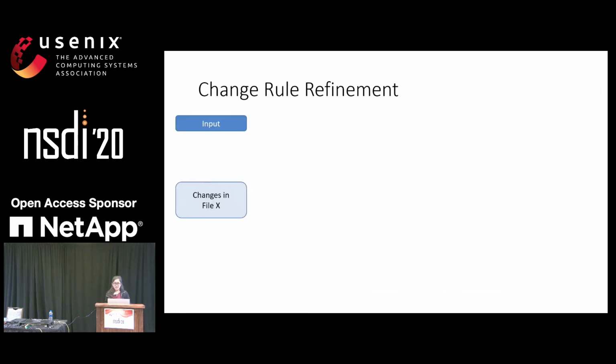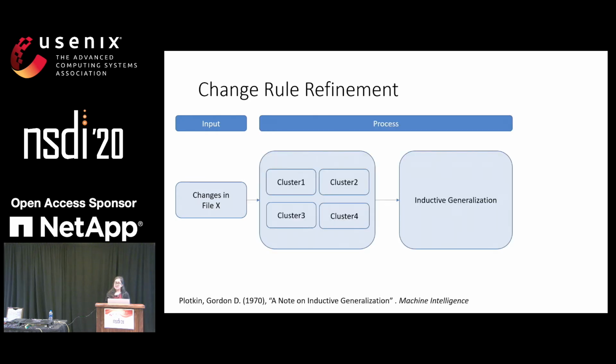As part of this, we have built a pipeline where the input to the system is a set of changes for file X. Then we categorize them into different clusters based on certain attributes. And finally, we use an age-old inductive generalization technique to learn the most specific generalization of changes in file X that triggered a change in file Y. I'll be talking about all these things in detail. Let me start by describing what I mean by most specific generalization.